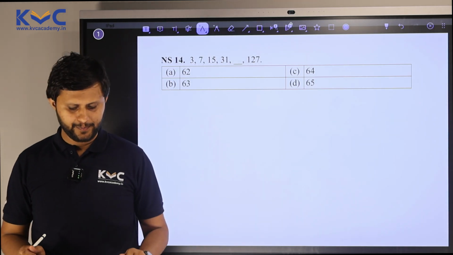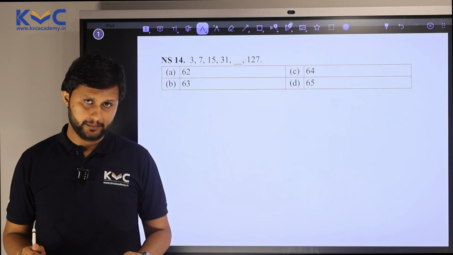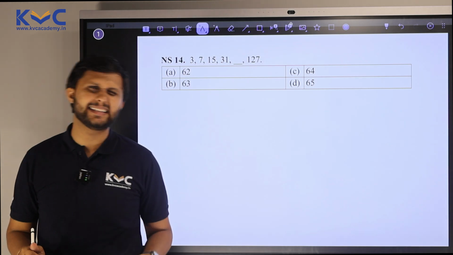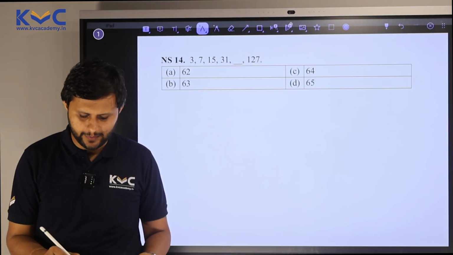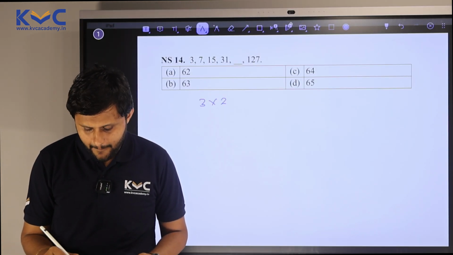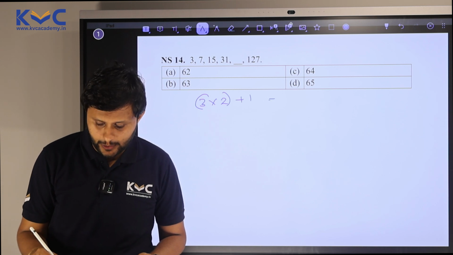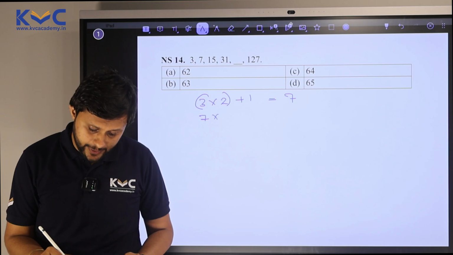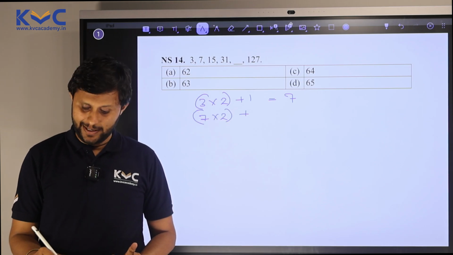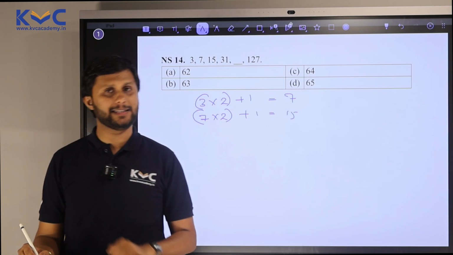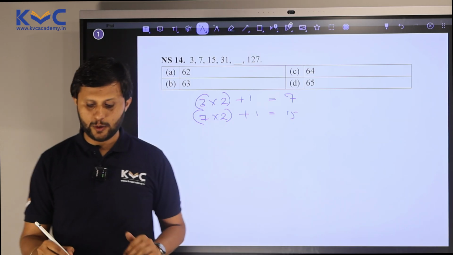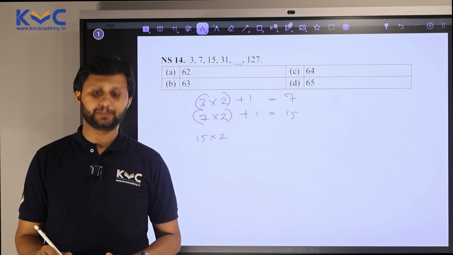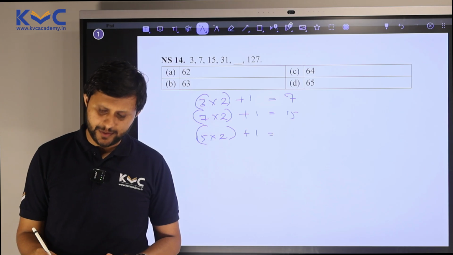We have 3, then we have 7. 3 into 2 is 6, but we have 7. So maybe we have 3 into 2 plus 1 equal to 7. Let's try now. So the next number is 7 into 2, which is 14, plus 1, which is equal to 15. Oh, it matches. So it becomes easier from here. 15 into 2, which is 30, plus 1, which is equal to 31.